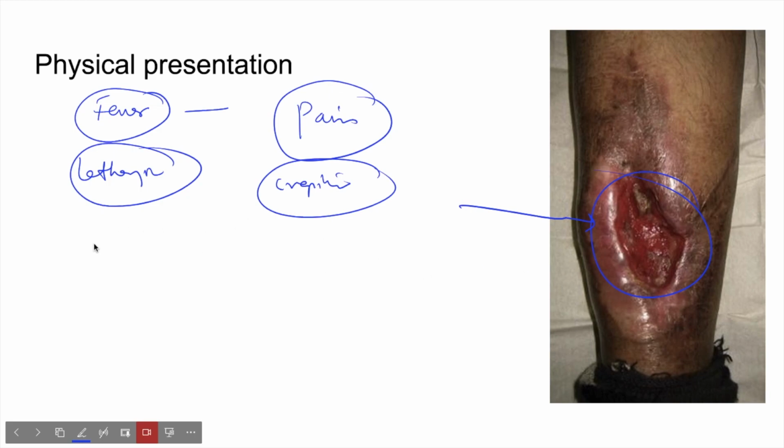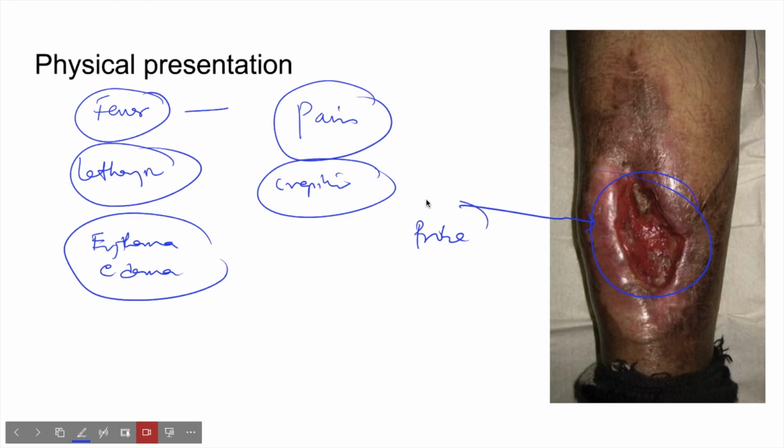In the local area of the sinus, you should be able to see erythema, edema, and if you probe the sinus tract, it will go all the way up to the bone. So if you probe the sinus, it will go up to the bone. This indicates it is osteomyelitis. So these are some of the signs and symptoms of how a patient presents with osteomyelitis. You may have shortening of the limb. The patient may not be able to bear weight if there is a fracture.